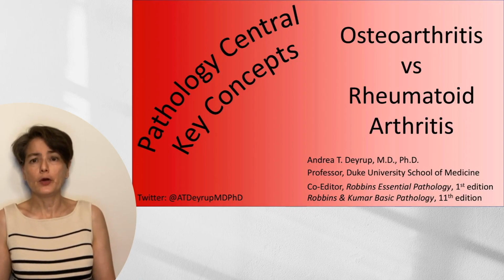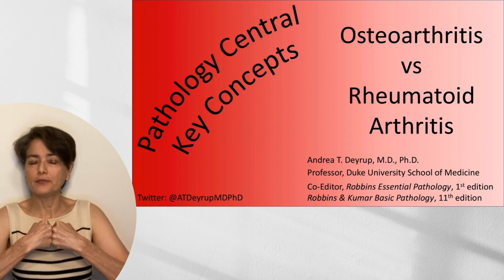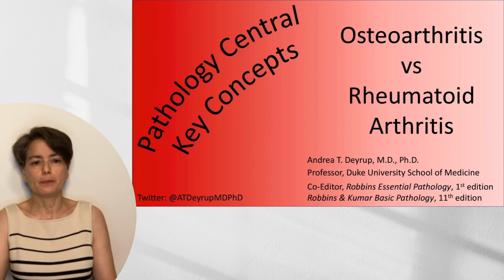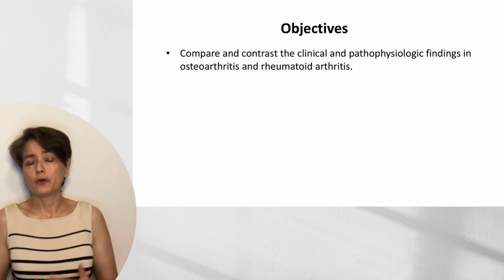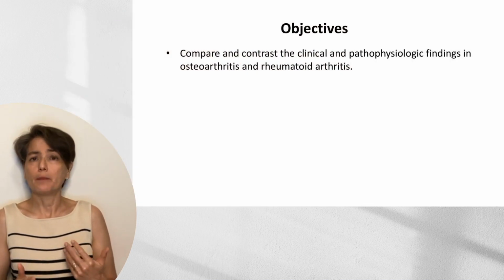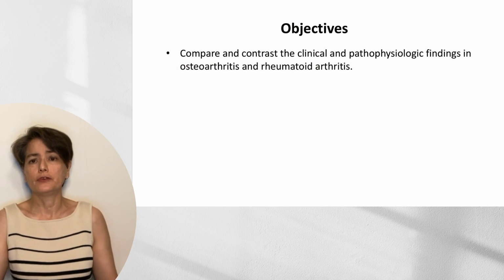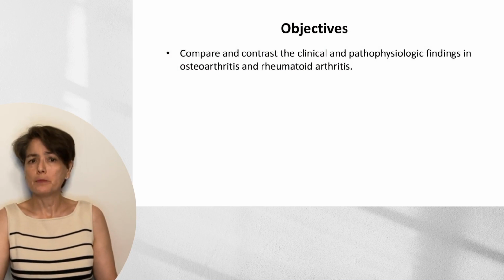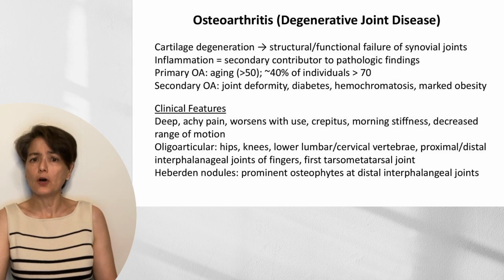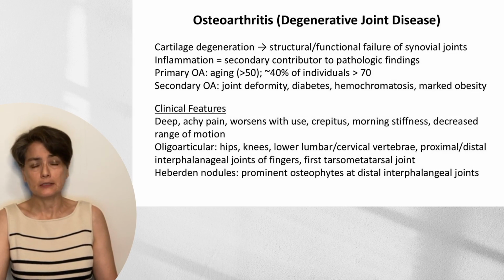The topic of this video is osteoarthritis versus rheumatoid arthritis, a head-to-head comparison of two major causes of joint pain. Therefore, I'm going to focus only on these two entities with a compare and contrast of the clinical and pathophysiologic findings. I'm going to begin with osteoarthritis, which is also known as degenerative joint disease, or simply DJD.